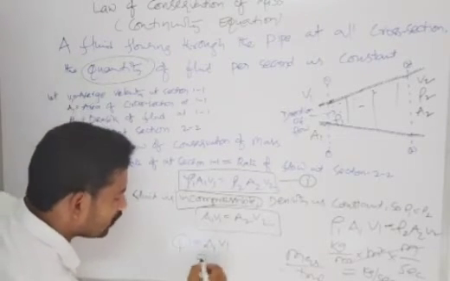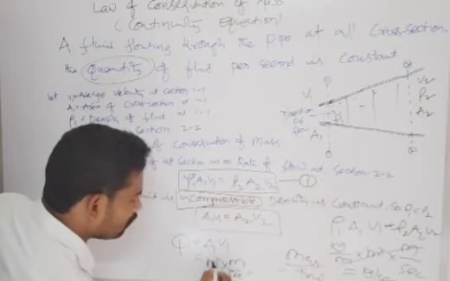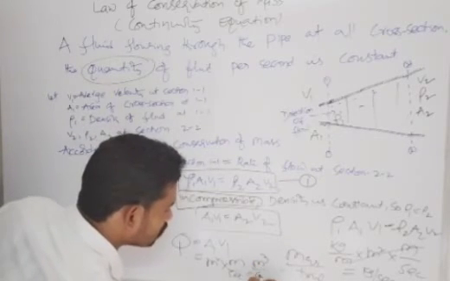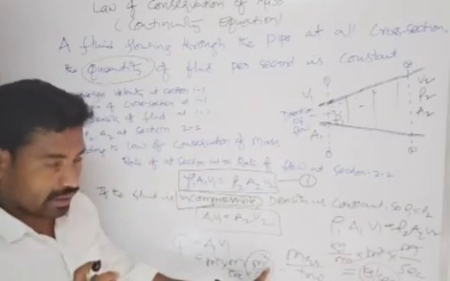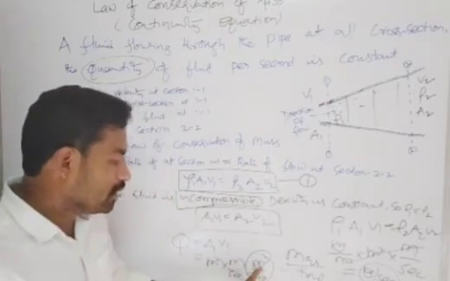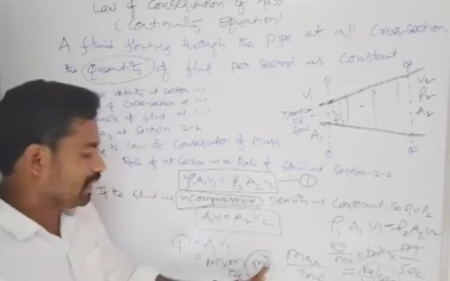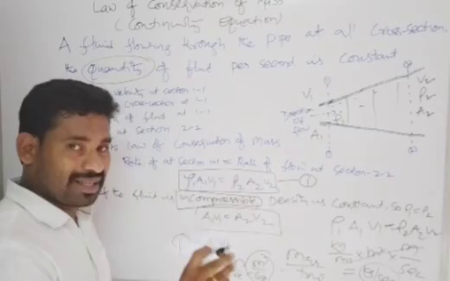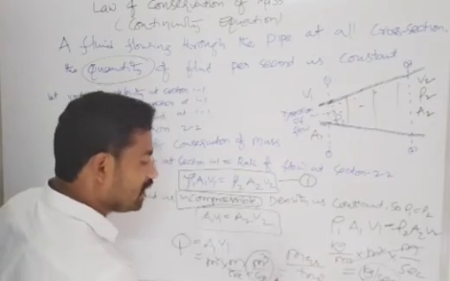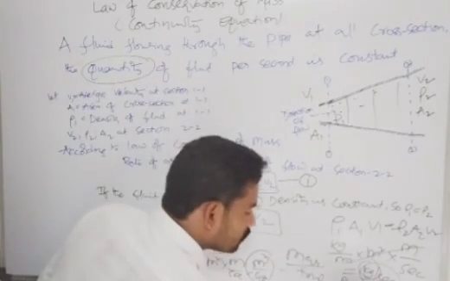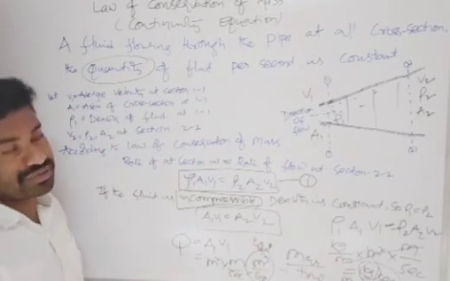What are the units? A1 is area in meter square and V1 is meter per second, so the product is meter cube per second. This is meter cube per second and this is kg per second. This is volumetric flow rate and this is mass flow rate. In both, time is in the denominator. So see clearly the difference between meter cube per second and kg per second: one is for liquid volume and the other is for mass. Okay, this is about the law of conservation of mass. Thank you.